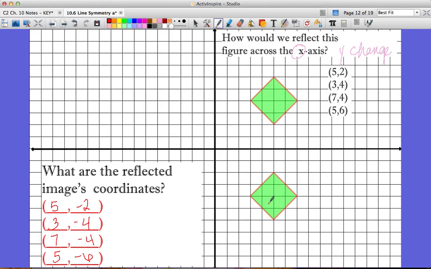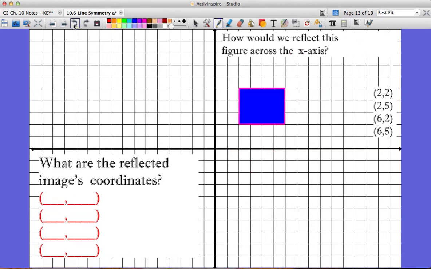If I flip this across the x-axis, I can check. I have 1, 2, 3, 4, 5, negative 2, 1, 2, 3, 1, 2, 3, 4, so 3, negative 4, and then 1, 2, 3, 4, 5, 6, 7, negative 1, negative 2, negative 3, negative 4, 7, negative 4, and 1, 2, 3, 4, positive 5, 1, 2, 3, 4, 5, 6, 5, negative 6. Right, so go ahead and try the rectangle and the triangle on your own and post your answers to Edmodo.